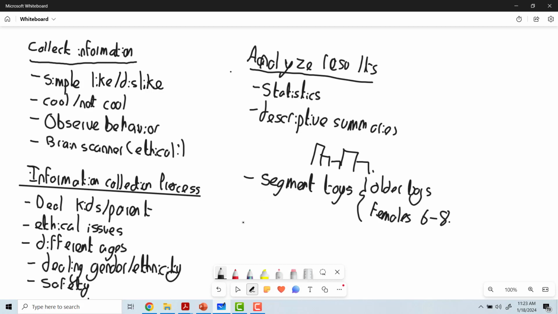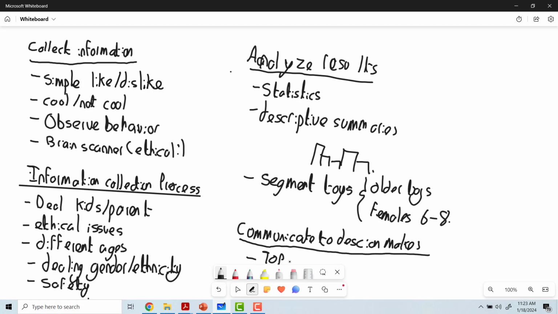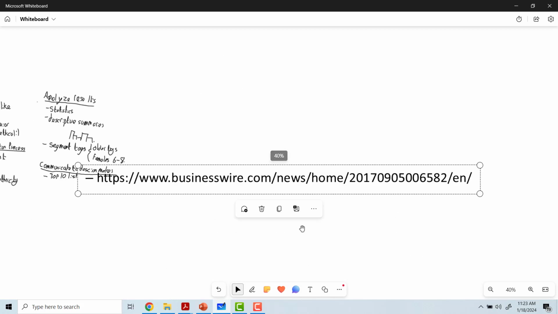We could look at segmenting based on play scales, based on gender, things like that. And then finally, communicate to decision makers. And I think this is one thing I mentioned last class. I talked about when I worked in industry, and I'd often do very complicated analyses, and the top bosses would want something simple. So we may want things like, and one thing Walmart produced, we may want a top 10 list of toys, which is something we can use both for product selection and to market.